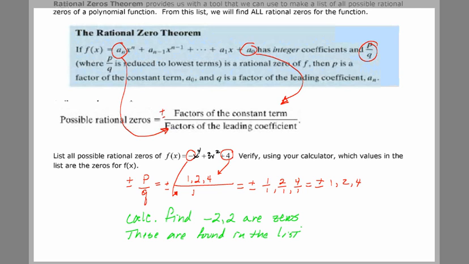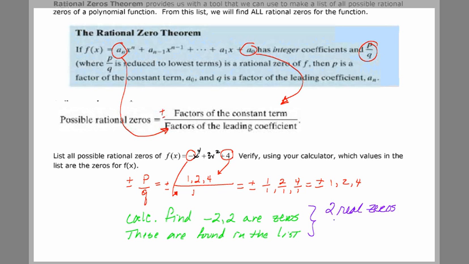Now, there's actually 4 zeros for this polynomial. The degree is 4, so there's actually 4. But the calculator will only tell us the real zeros. This problem only has 2 real zeros. What does that tell me about the other 2? Because there has to be a total of 4.